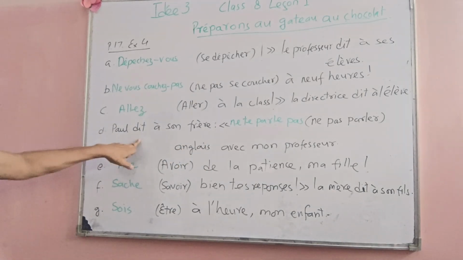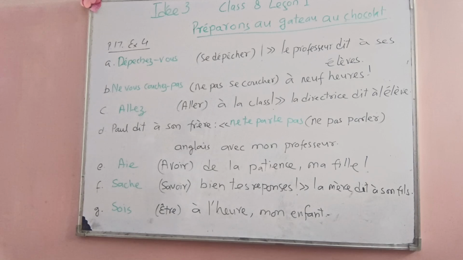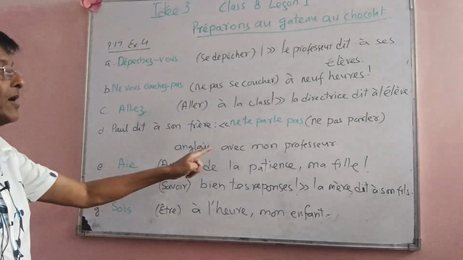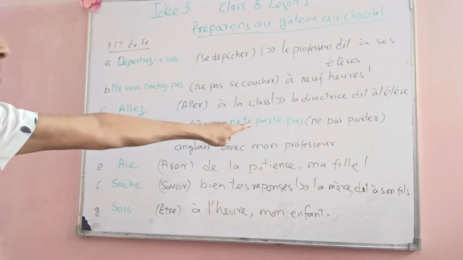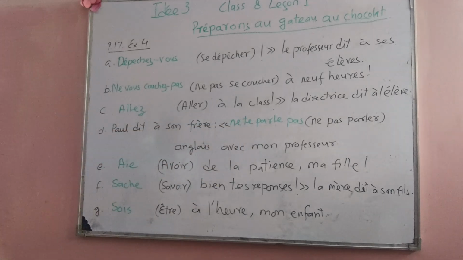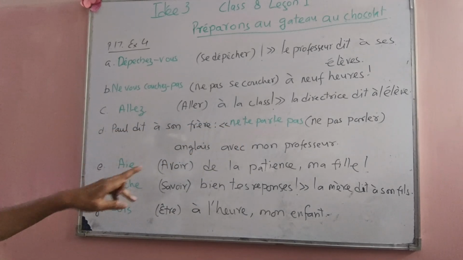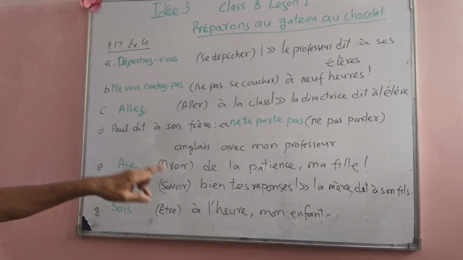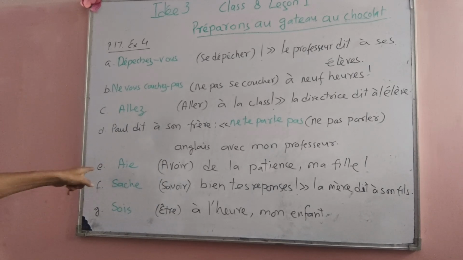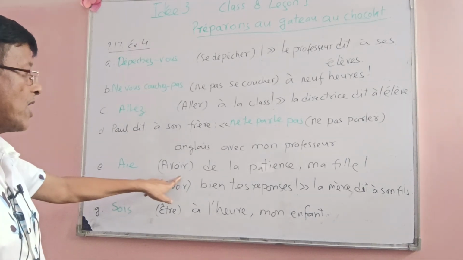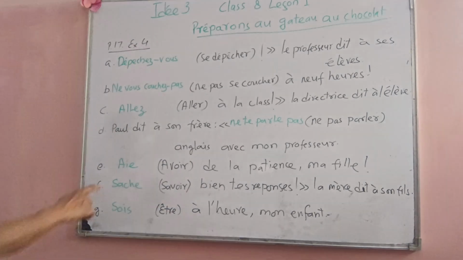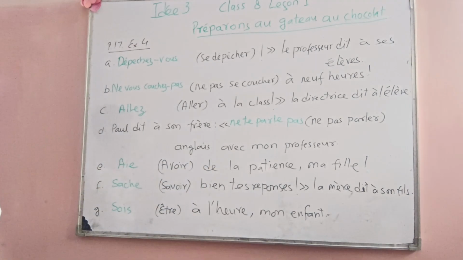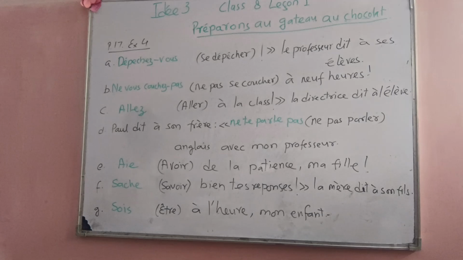D. Paul dit à son frère. Paul says to his brother. What does he say? Ne parle pas. Ne pas parler. You just convert them into imperative. Ne parle pas. Anglais avec mon professeur. Do not speak English with my teacher. Here, avoir has exceptions. Avoir de la patience. Avoir becomes aie de la patience, ma fille. Have patience, my daughter. Aie de la patience, ma fille. Have patience, my daughter.